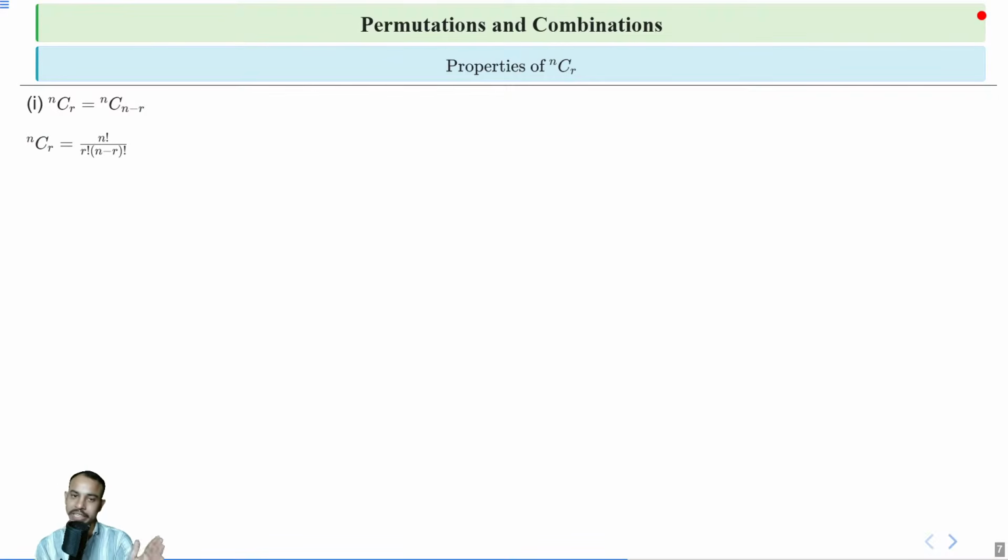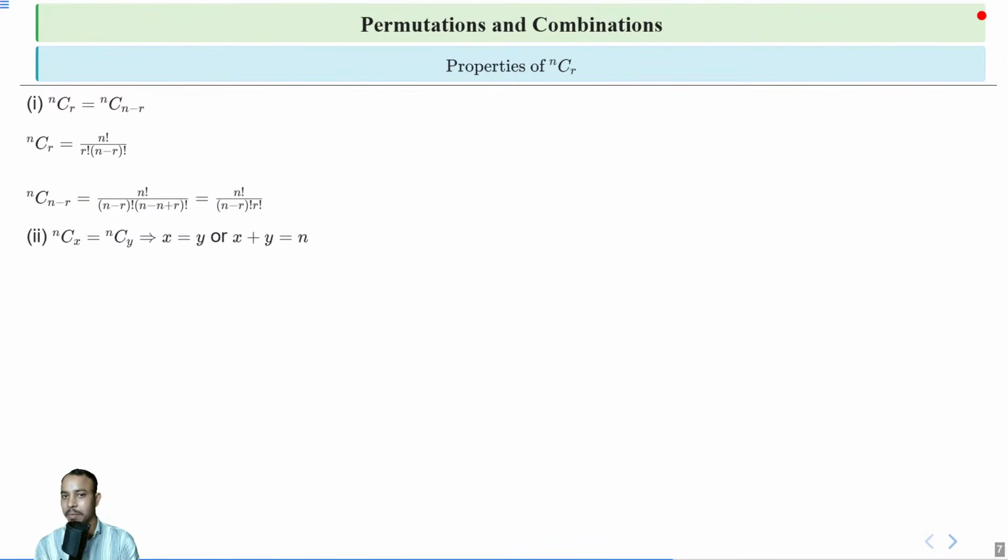You know nCr equals factorial n divided by factorial r times factorial n minus r. And then nC(n minus r) equals factorial n divided by factorial n minus r times factorial n minus n plus r. This is equal to factorial n divided by factorial n minus r times factorial r. So these two quantities are equal. The nCr is equivalent to nC(n minus r), hence proved.